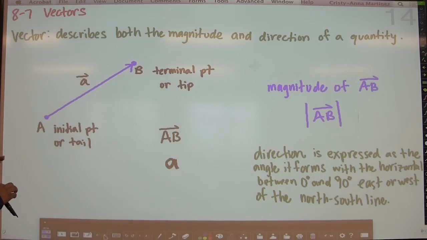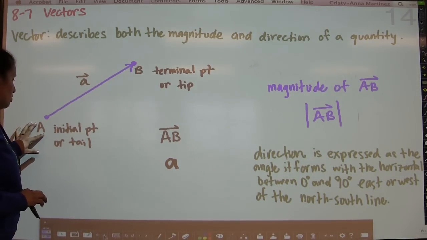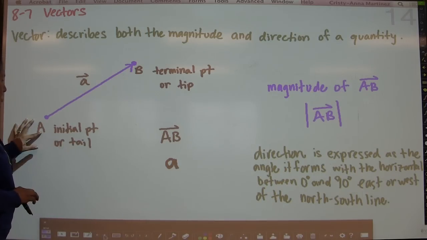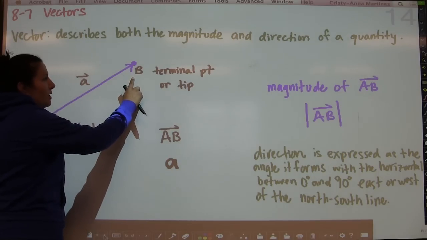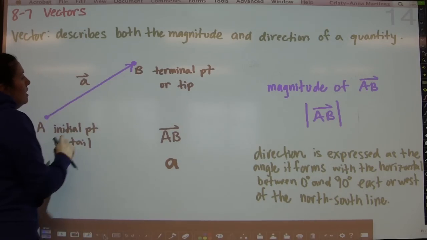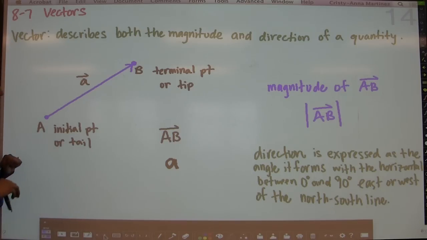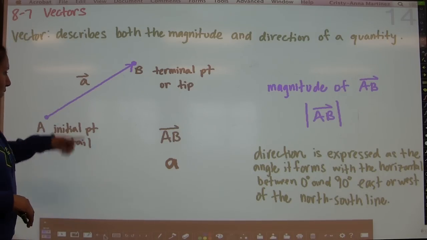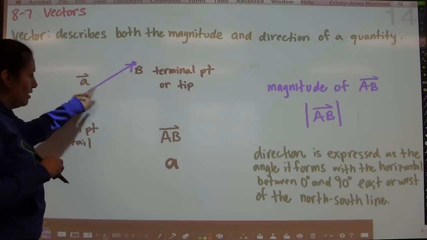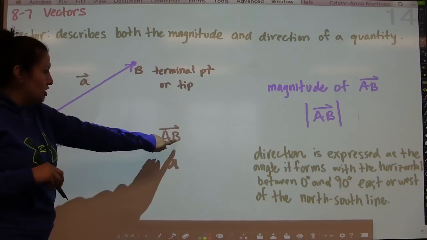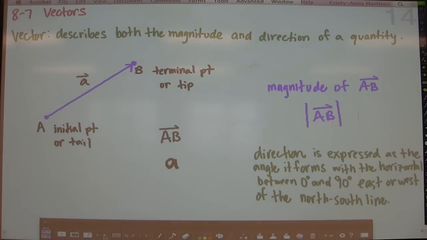Every vector has an initial point, or we can refer to the initial point as a tail. So this has an initial point of A, and then it has a terminal point, or what we call a tip, at point B here. So that's what a vector looks like, and there are a couple of different ways of expressing the notation for a vector. Again, a lowercase letter, or you could use the initial and terminal points with the symbol above to indicate that it's a vector.